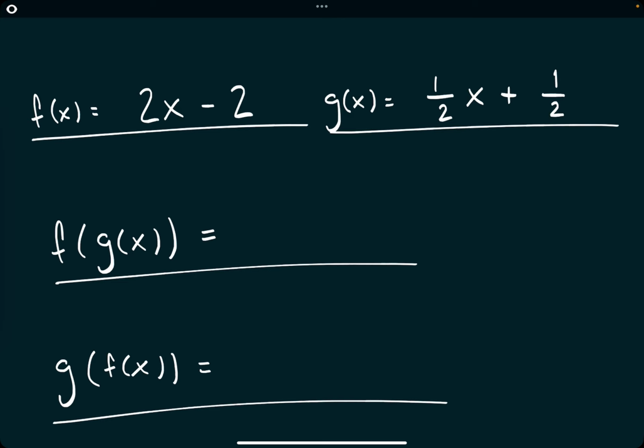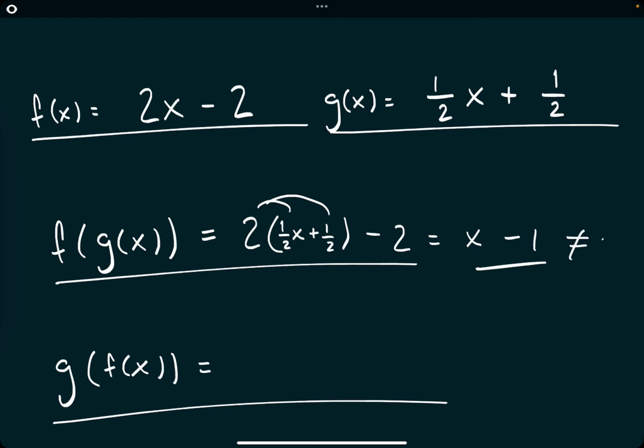I'll go ahead and work it out. f of g of x: we start with f of x, plug in g, and go ahead and distribute the 2. We get 1x plus 1 minus that 2. 1 minus 2 is -1. So right away, we get x minus 1, which is not equal to x.